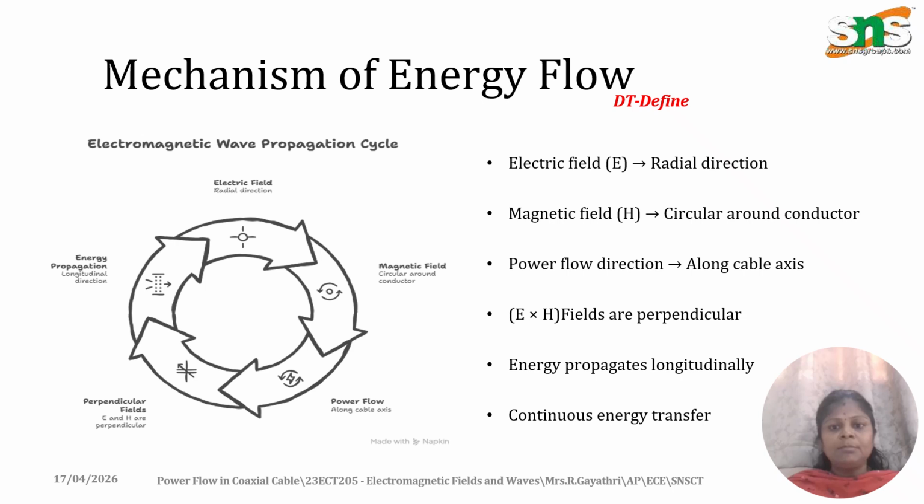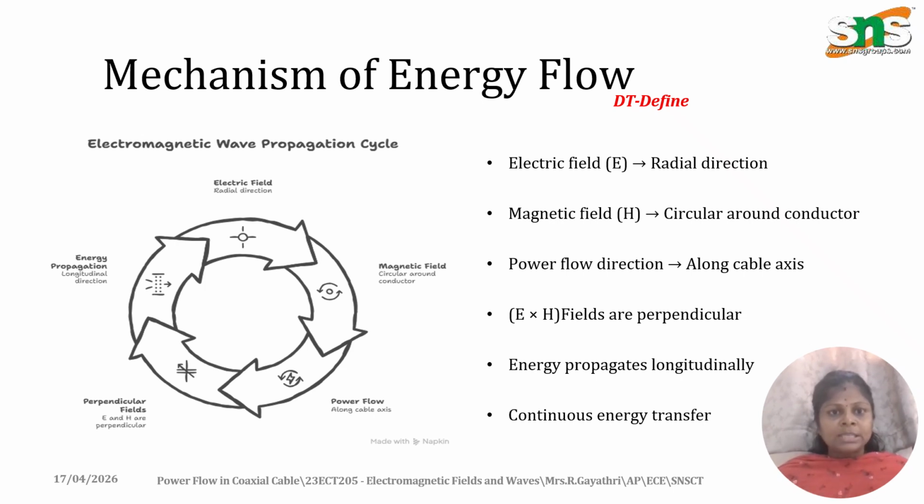Coming to the mechanism of energy flow, the electric field is in the radial direction and the magnetic field is circular around the conductor. When the electric field and magnetic field are perpendicular to each other along the coaxial cable axis, the power flow is generated and the energy is propagated longitudinally, continuously transferring energy when the electric field and magnetic field are perpendicular to each other.